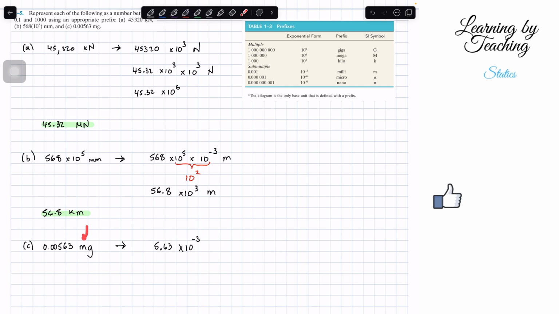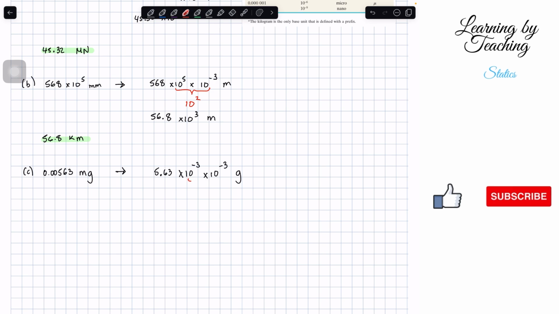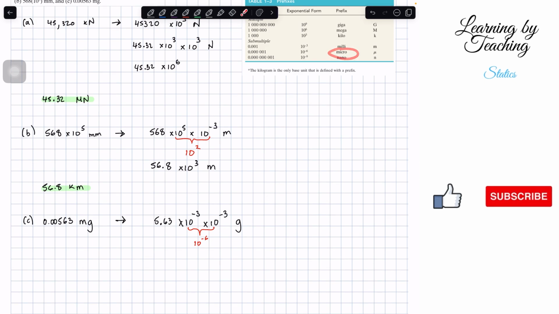And the other thing we're going to do is take these milligrams. Well, they're milli, which means that this milli is times 10 to the negative 3. So again, another times 10 to the negative 3 grams. Okay, so these two become times 10 to the negative 6. And if we look into our table, that's the micro. So we end up having 5.63 micrograms. And just like that, we found out the solution for our problem C.